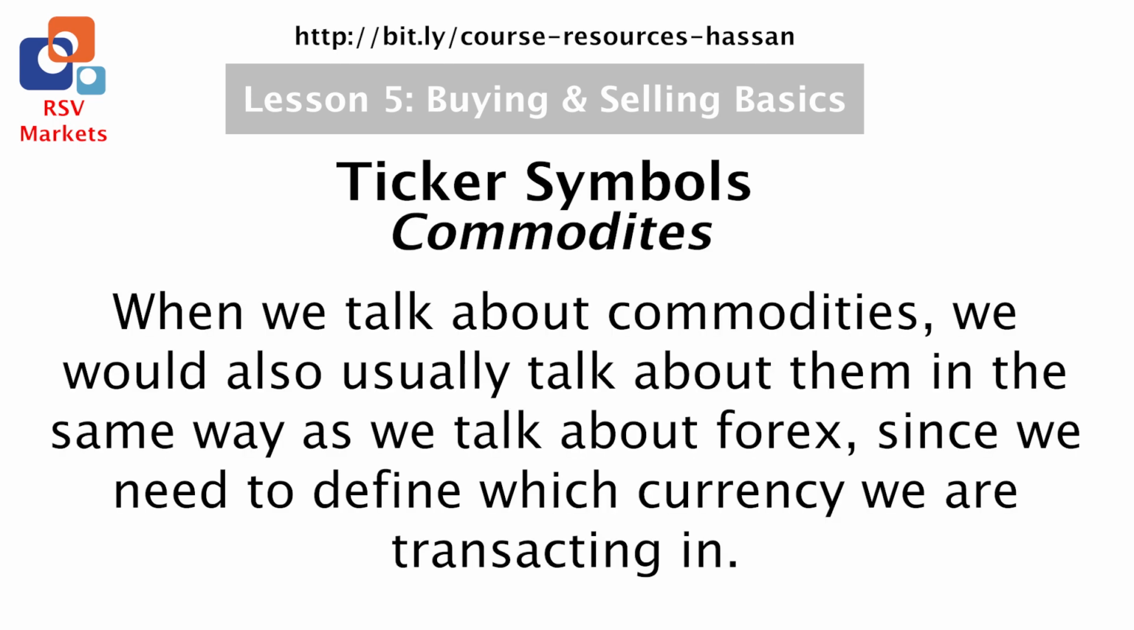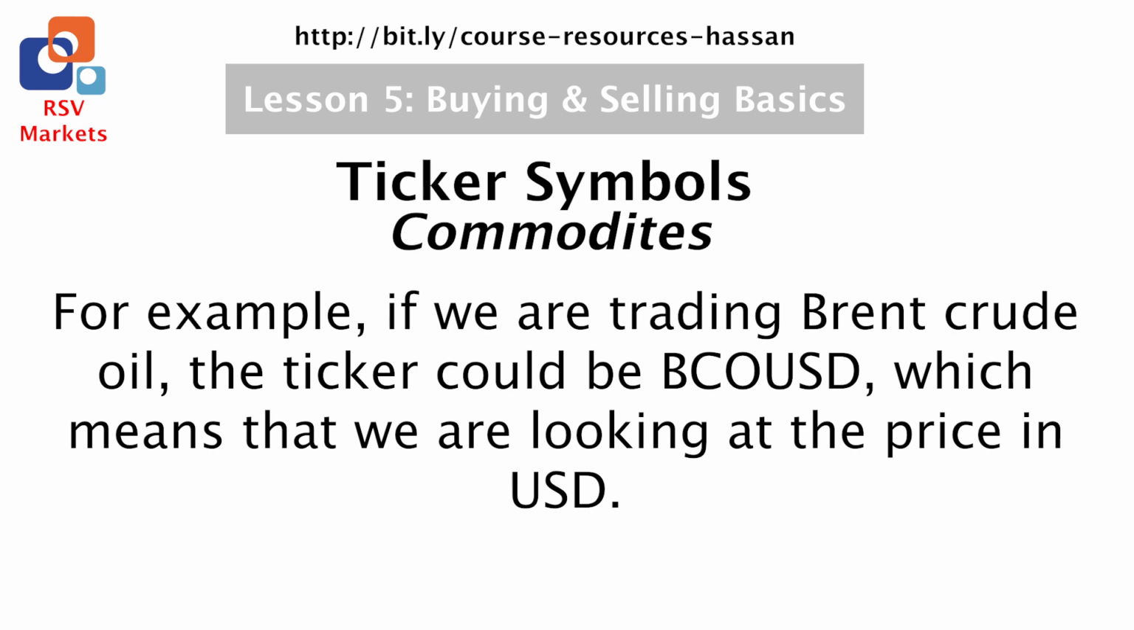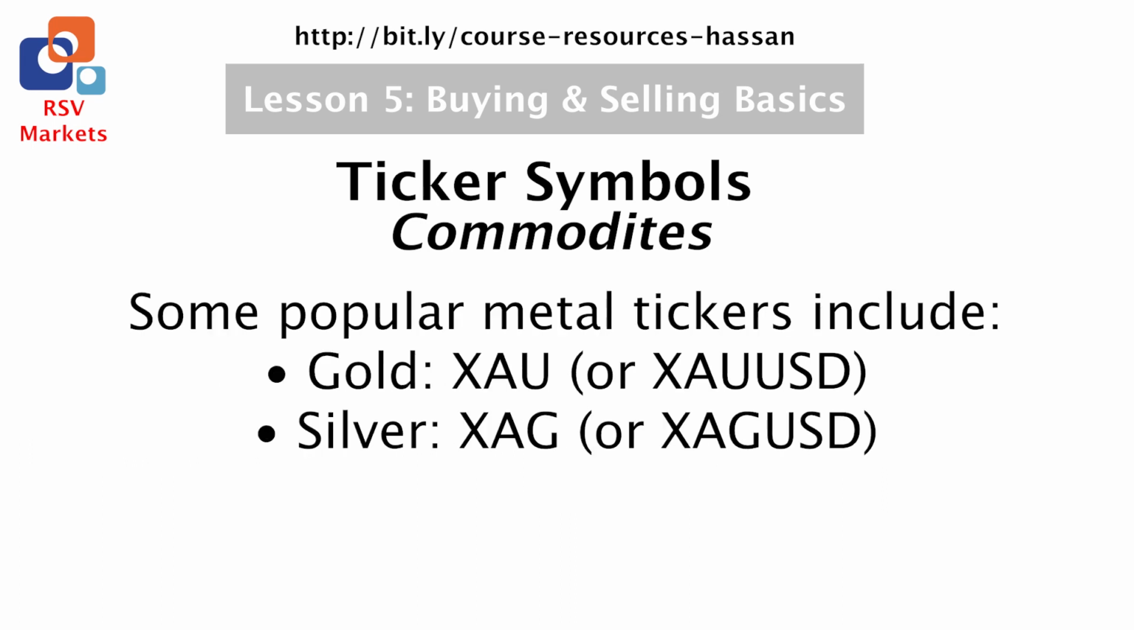Commodities. When we talk about commodities, we would also usually talk about them in the same way we talk about Forex, since we need to define which currency we are transacting in. For example, if we are trading Brent crude oil, the ticker could be BCOUSD, which means that we are looking at the price in US dollars. Some popular metal tickers include gold, XAU or XAUUSD, silver, XAG or XAGUSD.